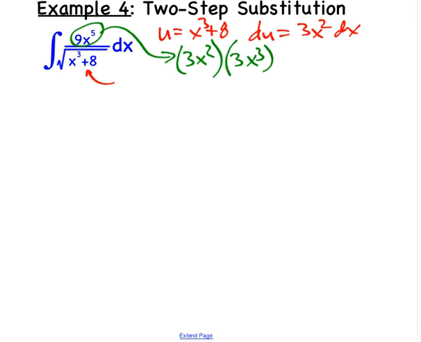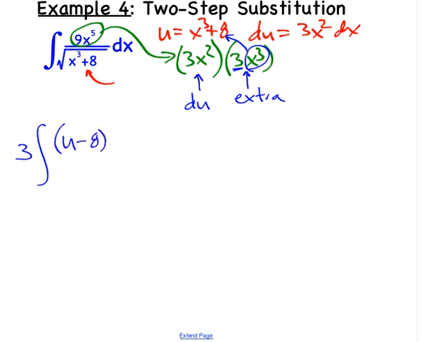3 times 3 is 9. X squared times x to the third is x to the 5th. This is needed for my du, and this is my extra. I'm going to move the constant out in front. So we have 3 times the antiderivative. I need to solve for x cubed from my u substitution. So x cubed is equal to u minus 8. The denominator is the square root of u, and then the 3x squared and the dx give me a du.